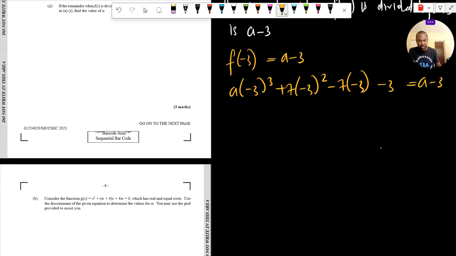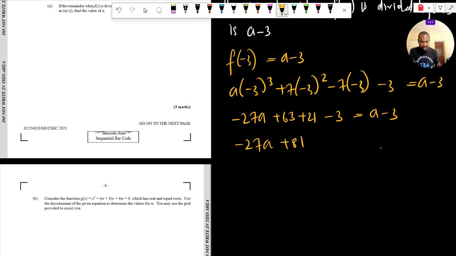Now minus 3 cubed, that is minus 27. So we have minus 27a. Then we have plus minus 3 squared, that's positive 9. Positive 9 times 7, that's plus 63. Then we have minus 7 times minus 3, that gives us plus 21 minus 3, that is equal to a minus 3. So we have minus 27a. Now 63 plus 21, that is what? 84. 84 minus 3 is 81. So minus 27a plus 81 is equal to a minus 3.